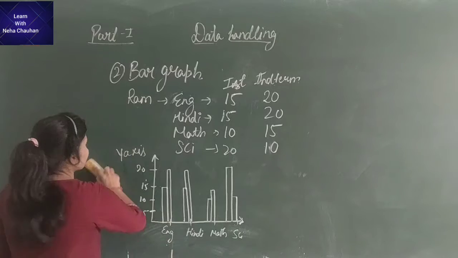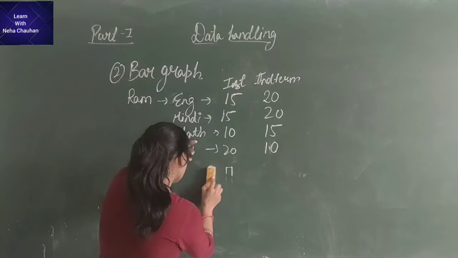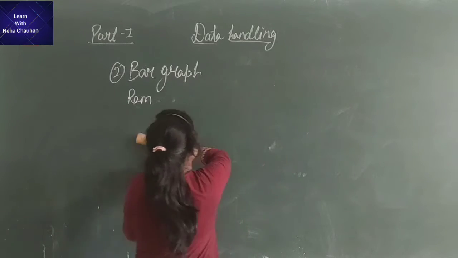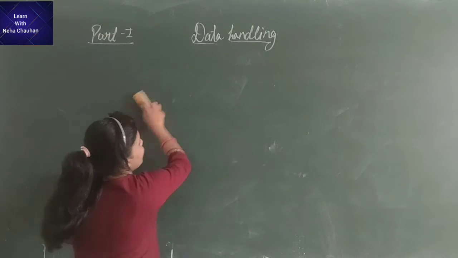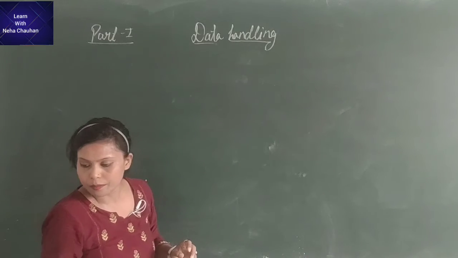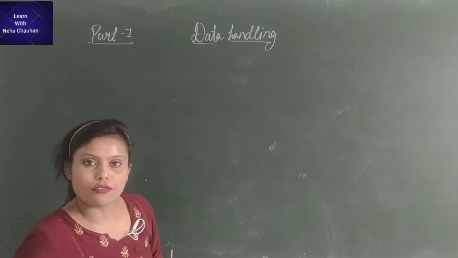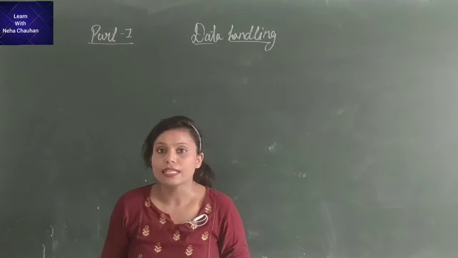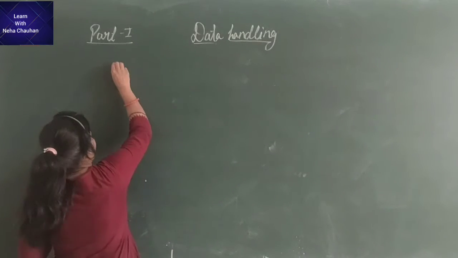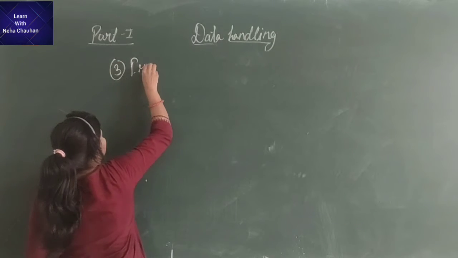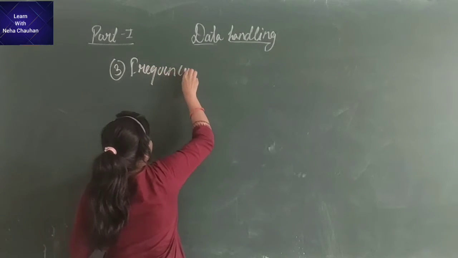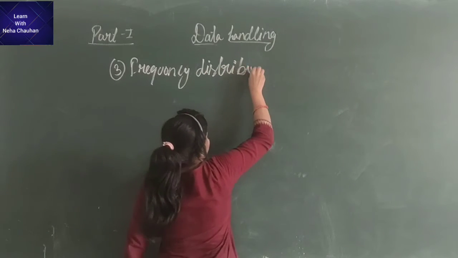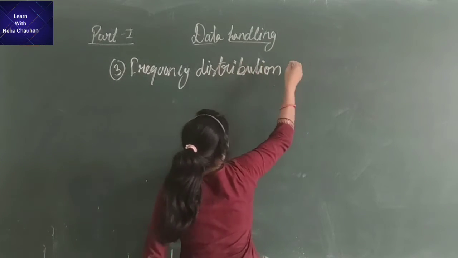Alright, now third one is tabular representation of the data, or we can say frequency distribution table. Okay, so let's have a look at frequency distribution table. You have already read about tally marks. Okay, so third one is frequency distribution table.